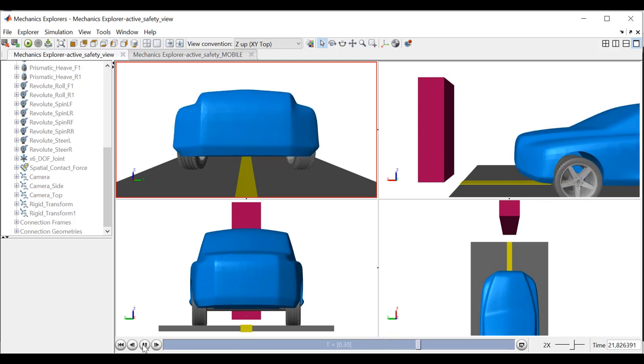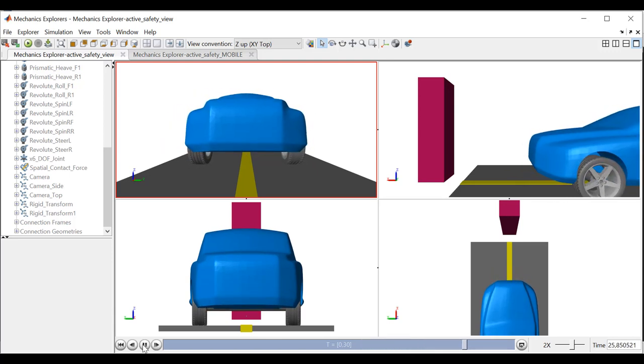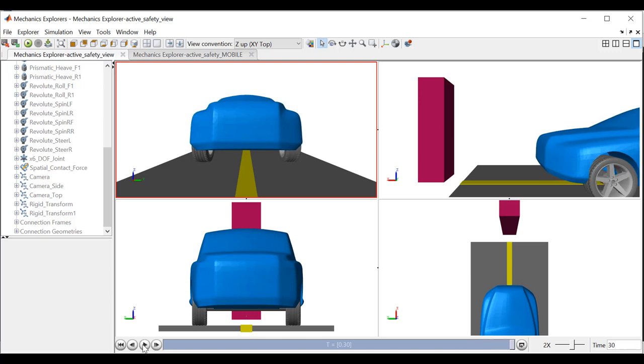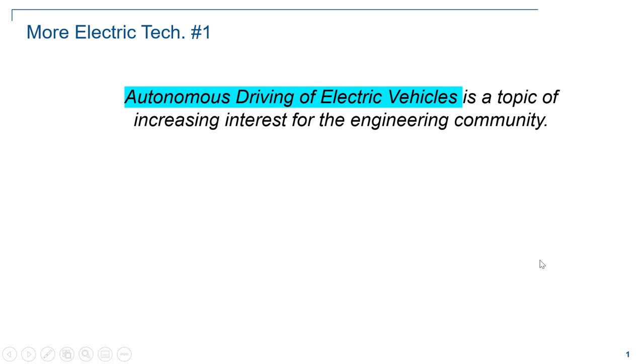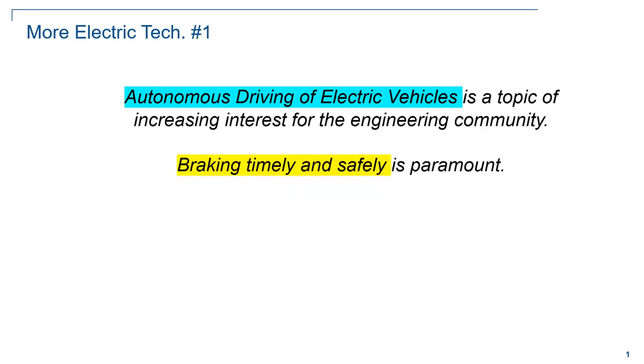An autonomous electric vehicle and a sudden obstacle in the road. How did we avoid a disaster? Autonomy and electrification are mega trends for the engineering community. And yet, safety comes always first.